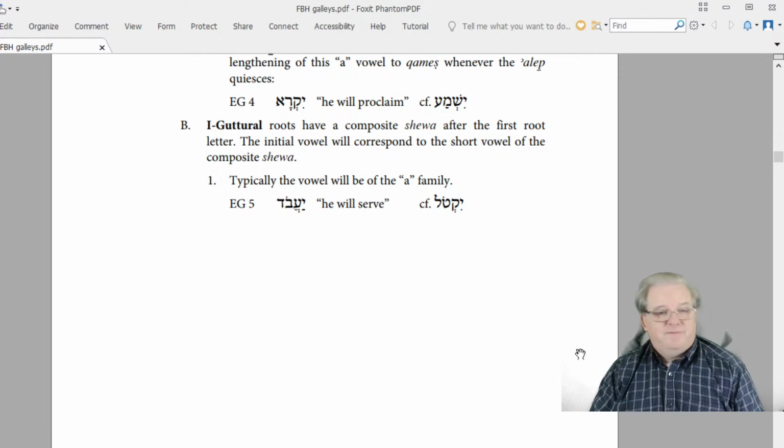It's obviously Pink Floyd. Okay, first guttural roots have a composite schwa after the first root letter. Right? You might want to call this an echo vowel, maybe. Ya'avod. Why do they do that? No idea. That's going to be problematic. Problematic? One of them is political correctness problematic. That's going to cause you some trouble. That one will. Work on that.